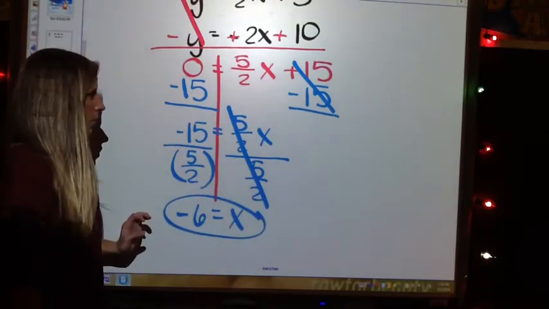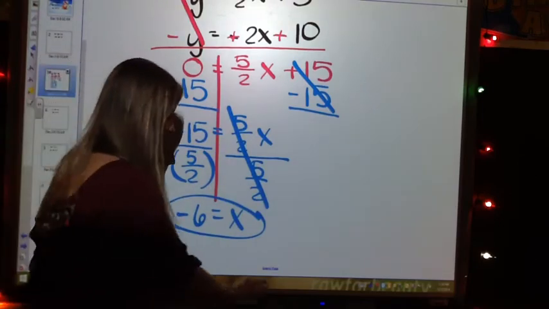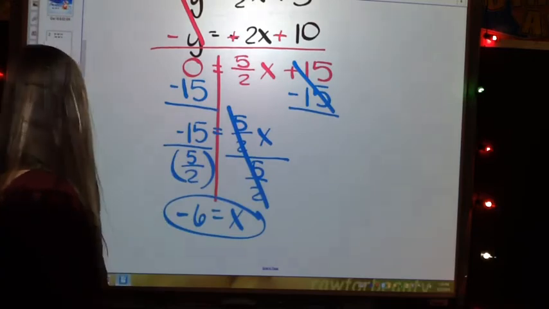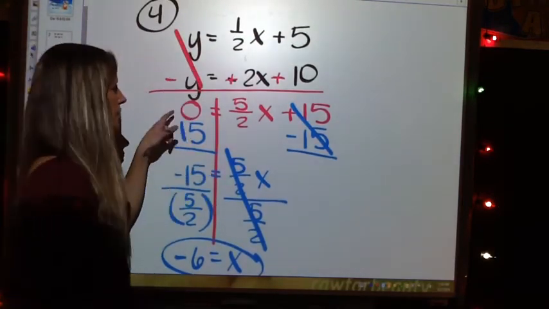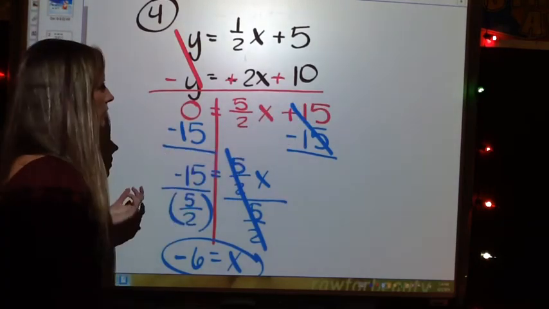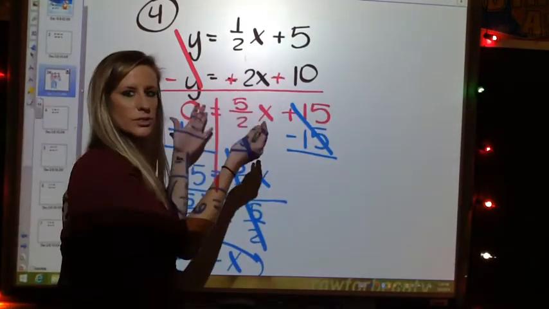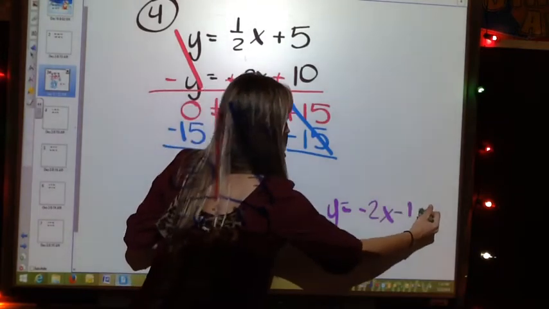Okay. Once you have that, you're going to plug it back in and figure out what your y is. You can plug it into whatever equation you want. You can plug it into one of your original two. You can plug it into the one where you changed it. It doesn't matter. So let's pick the original second equation. So y equals negative 2x minus 10.